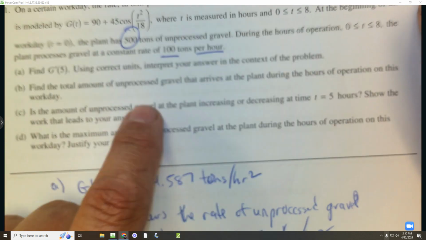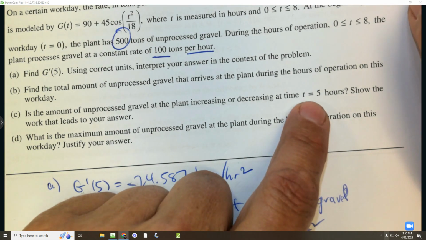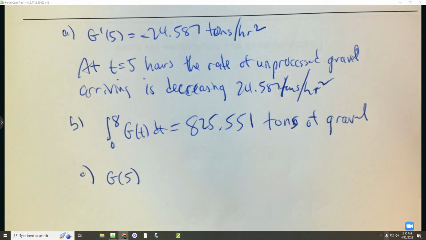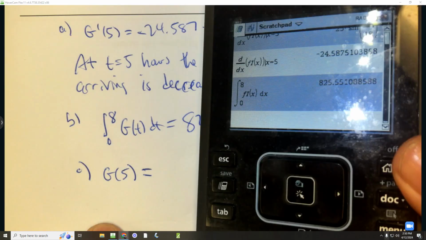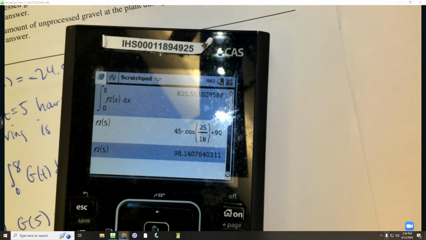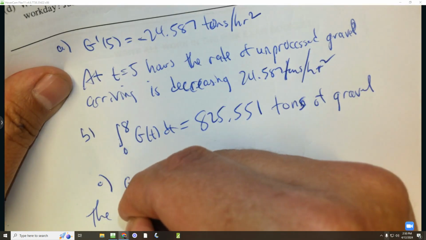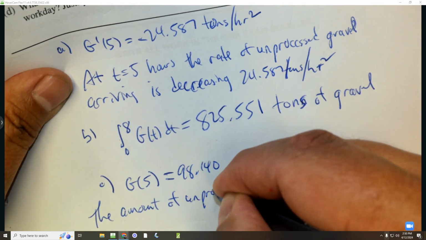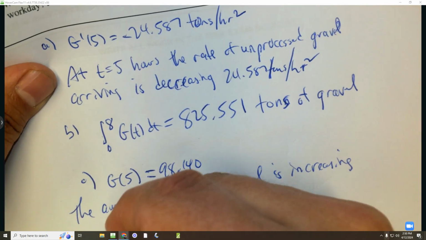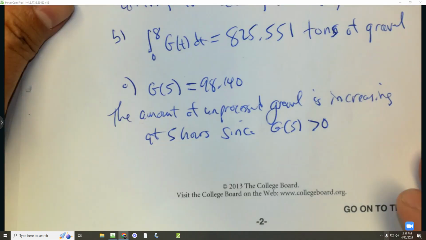Is the amount of unprocessed gravel increasing or decreasing at t equals 5? So just the amount would just be this, not the rate, but the amount, and see what that answer is. It is 98.140, which means the amount of unprocessed gravel is increasing at 5 hours since G of 5 is positive, or greater than zero.